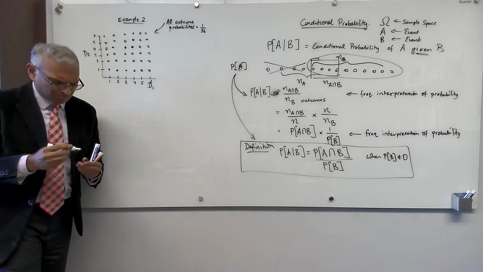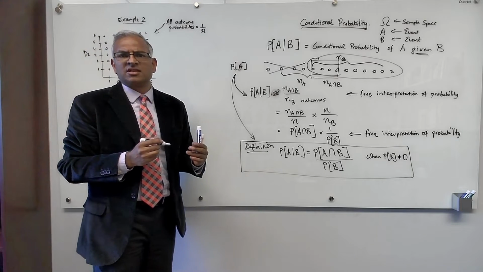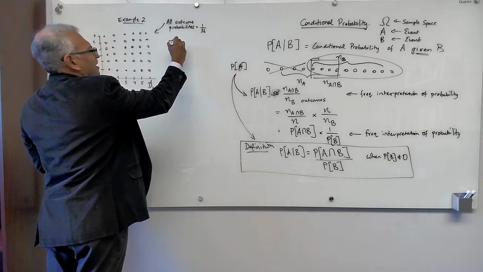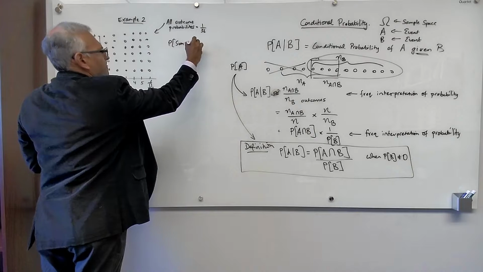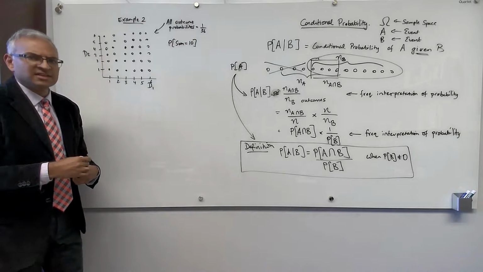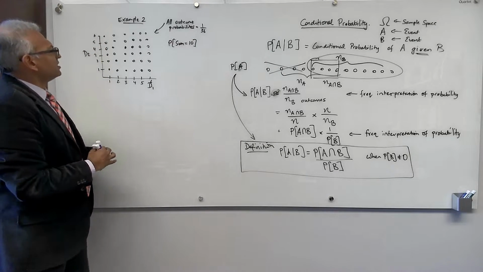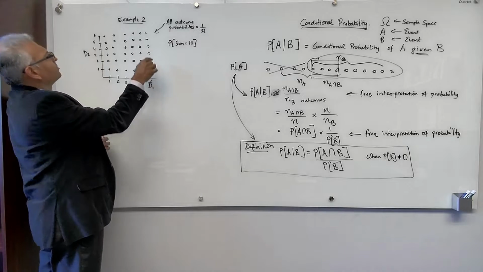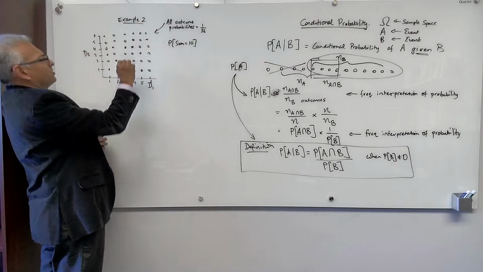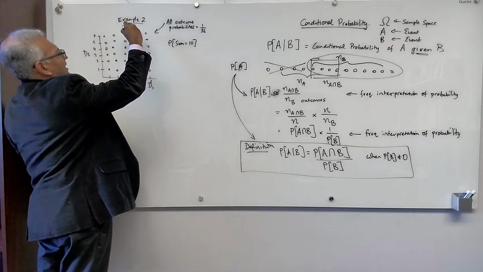Okay, let's ask some questions. What are the chances that you roll a sum of 10? Probability that sum equals 10. Okay, so we need to identify the event sum equals 10. The sum equals 10, you can either get a 6 followed by a 4, a 5 followed by a 5, or a 4 followed by a 6. So let me highlight those outcomes.